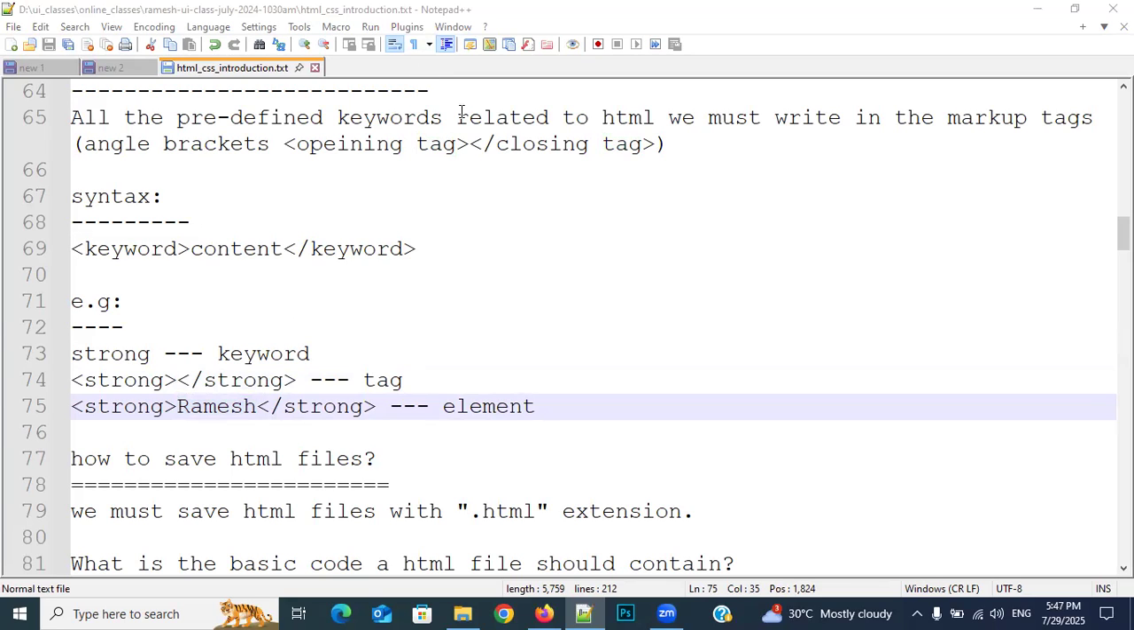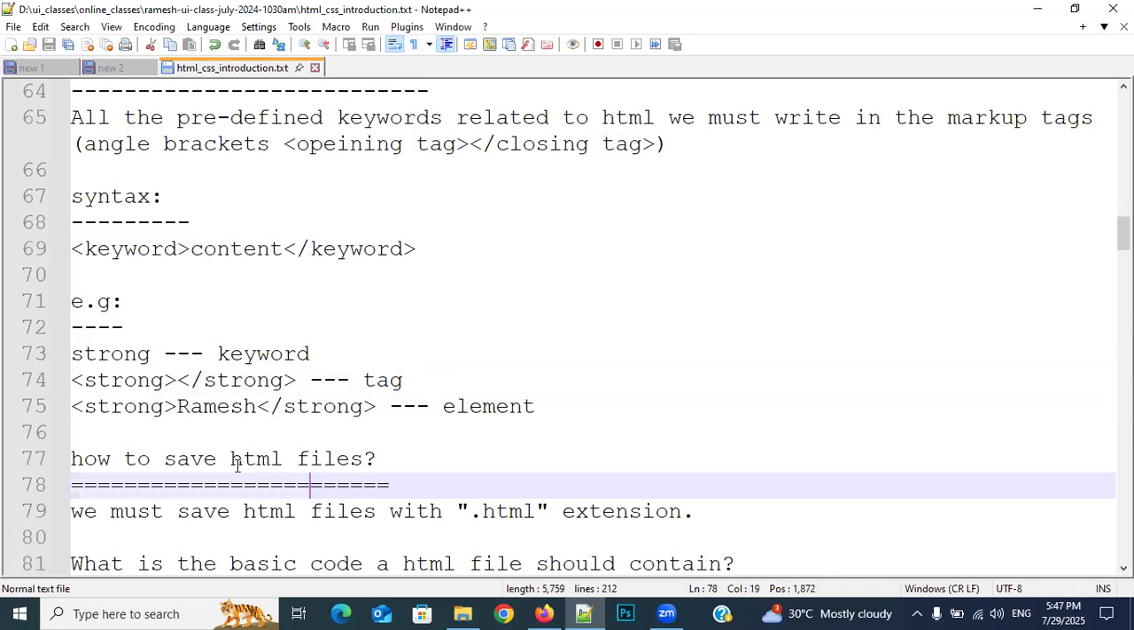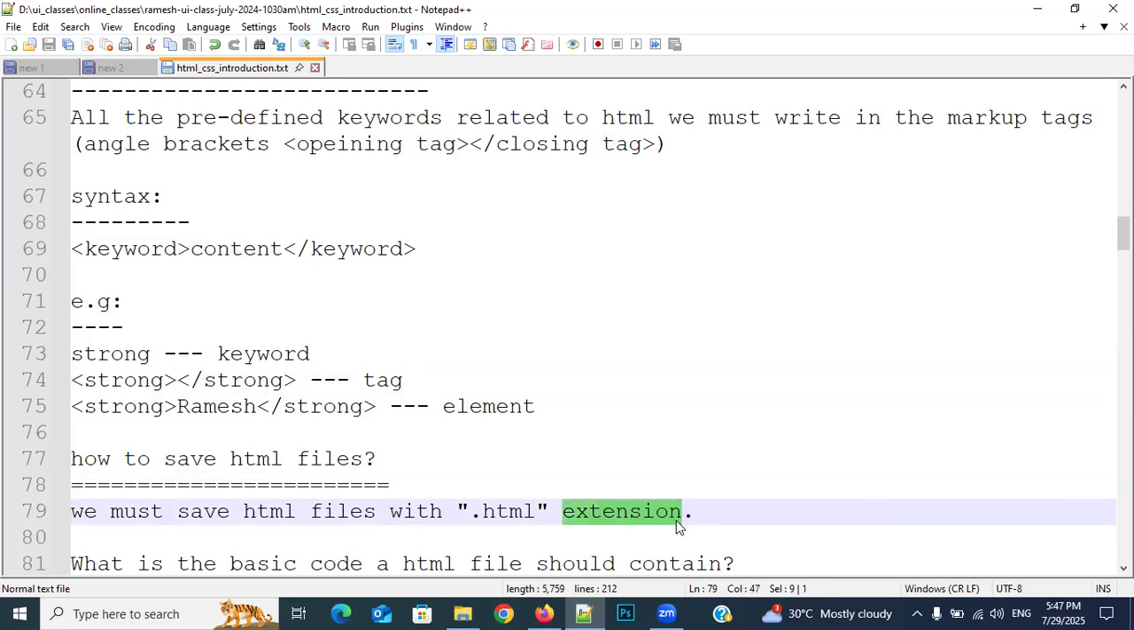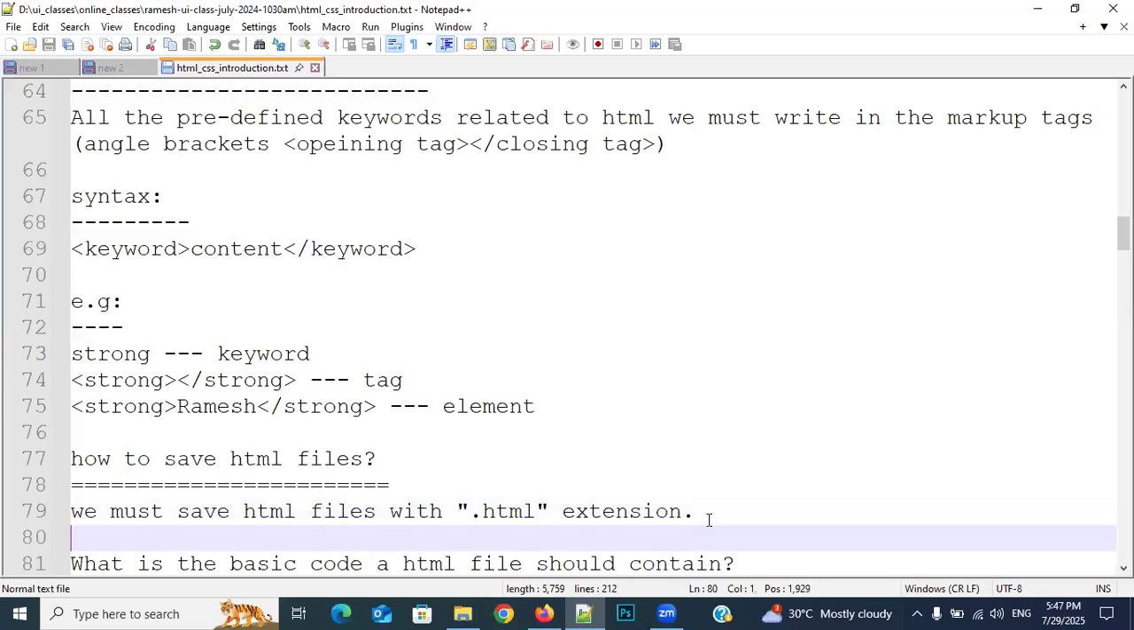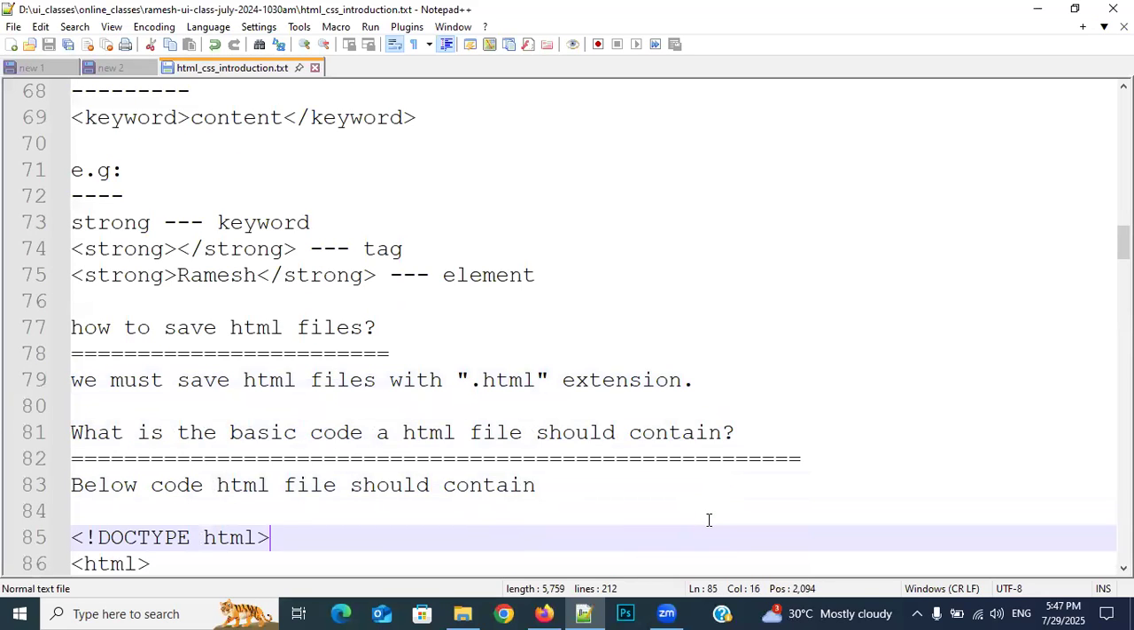Then after, how to save HTML files? We must save the HTML files with a .html extension. Then after, what is the basic code an HTML file should contain? Tomorrow's class I will explain about this. That means tomorrow onwards I will start the practical part.